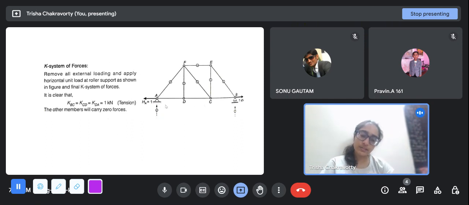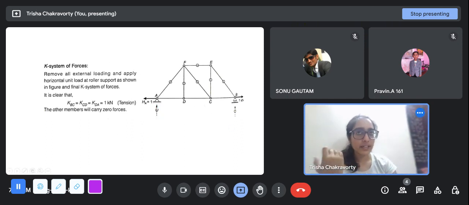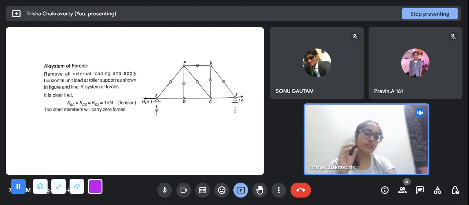You can solve it using the existing equilibrium equations, like sigma Fy equal to 0 and sigma moment equal to 0. You will find that there are no horizontal or vertical reactions at this point, only a horizontal reaction of 1 kilonewton at this point. So if you solve this truss, you will see that this was a zero force member.